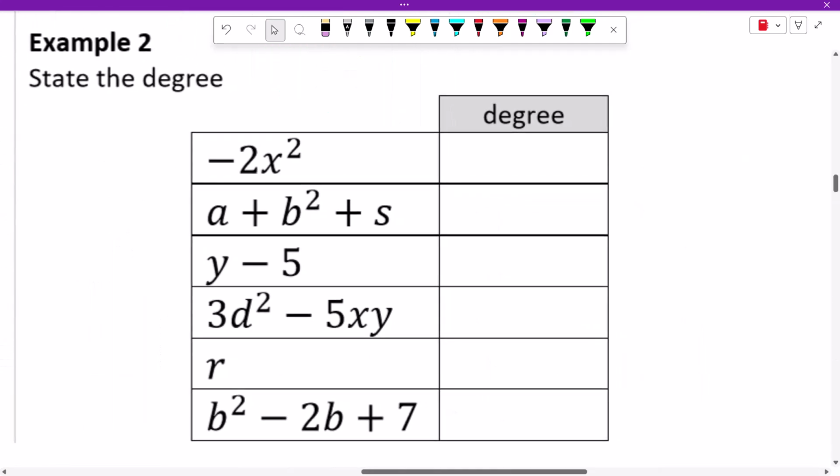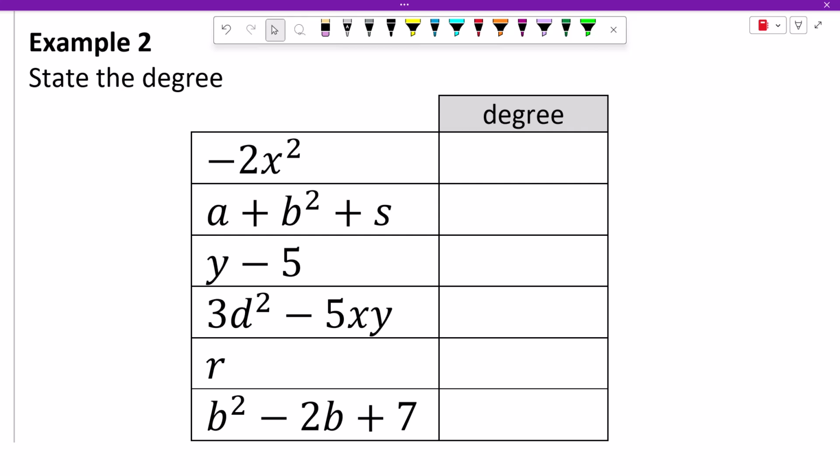So next is state the degree of this expression. We need to split it up into terms, find the degree of each term, and pick the highest one. The first term, what's the degree here? 2. That's not too bad. Next one, we have 3 terms. The overall degree is 2. You have to find the degree of each part. You have a 1 here, a 2 here, and a 1 here. So the biggest one is a 2.